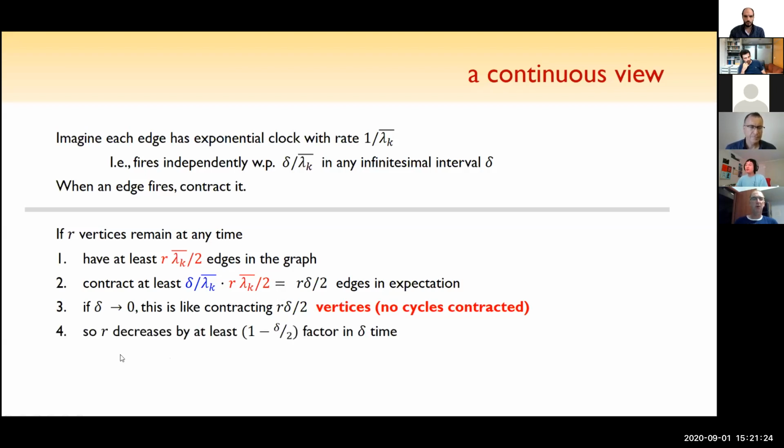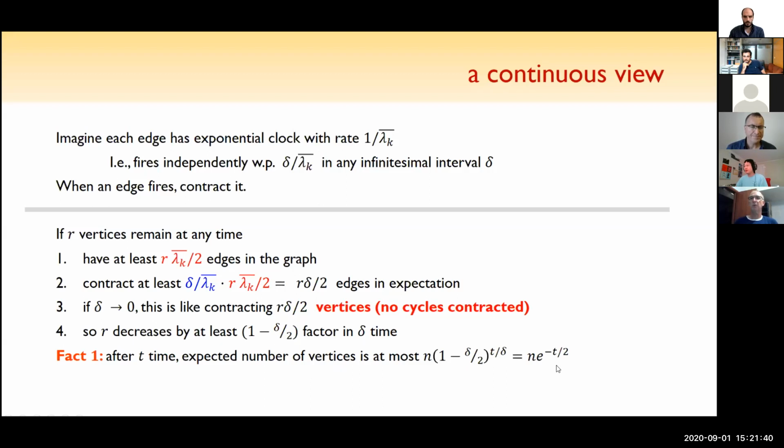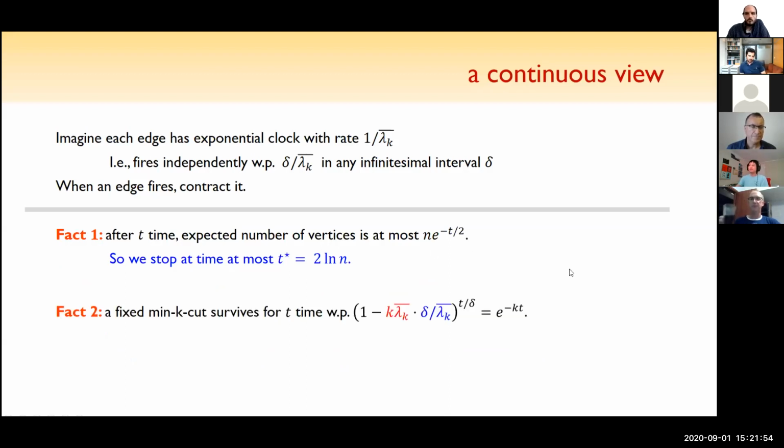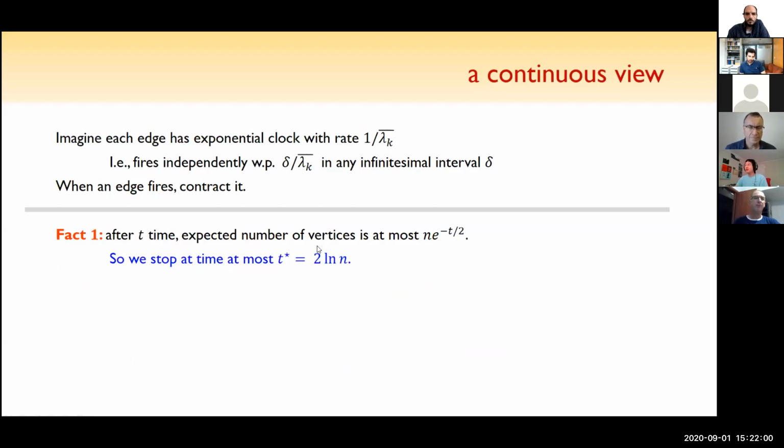So this means that R decreases by at least this factor in expectation in each delta time step. That means after time t, which is like t over delta time steps, the expected number of vertices remaining is this quantity here. So we should expect to stop at time roughly at most 2 ln n, because that's when this quantity is roughly 1. And what about a fixed min k cut? This shows that we'll stop fast enough. We'll stop by time 2 ln n.